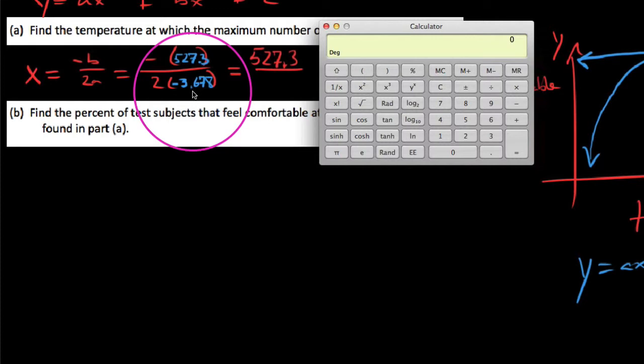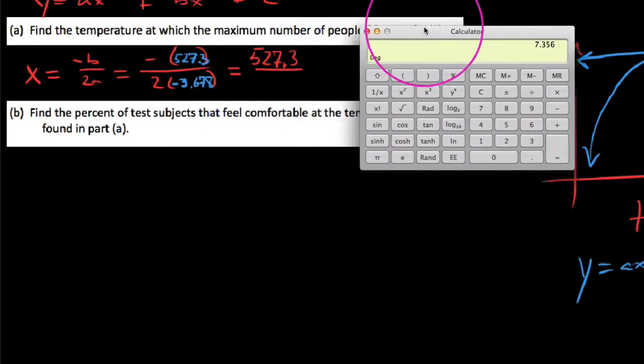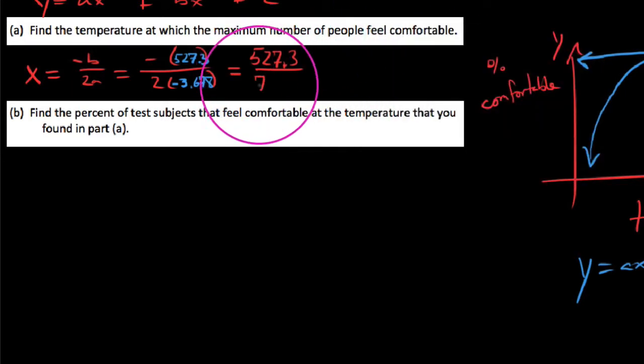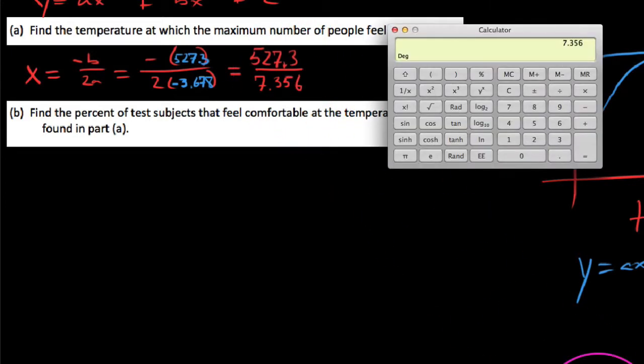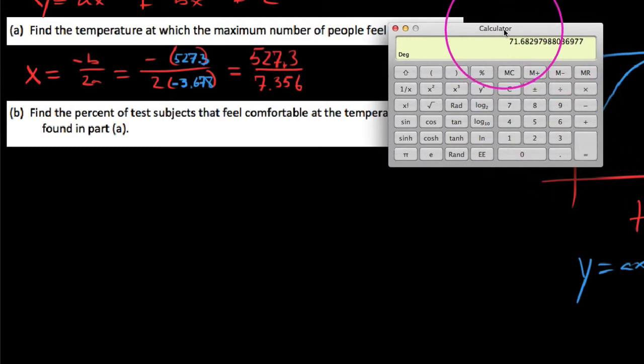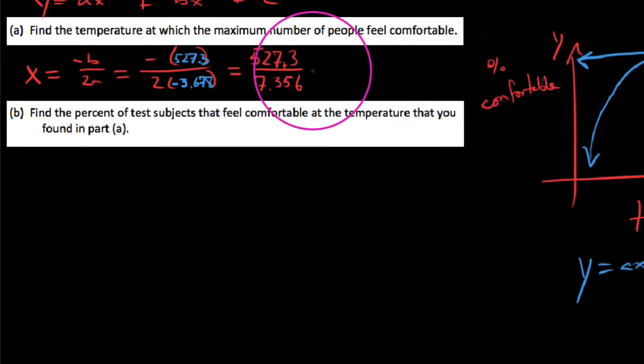So 2 times negative 3.678, let's just do the numbers here. We already know that this comes out to be positive because of the negative over negative, but 2 times 3.678, we get 7.356. So pulling the calculator back out now, we'd say 527.3 divided by 7.356, and we end up with 71.7-ish. Okay, so this is approximately 71.7.